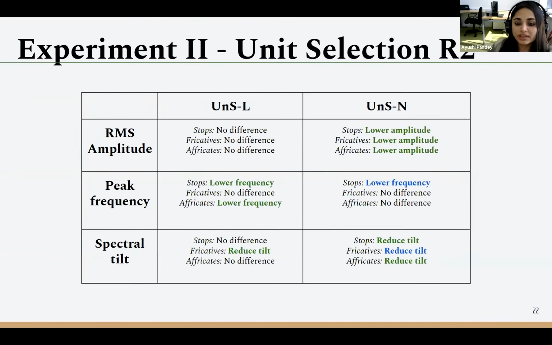Okay, and last, we look at features that show individual differences between unit selection systems of R2. Once again, we see little to no deviation from the natural voice in the best performing system L, except that peak frequency is lowered in some contexts. But overall, obstruents in N are softer and show reduction in spectral tilt.